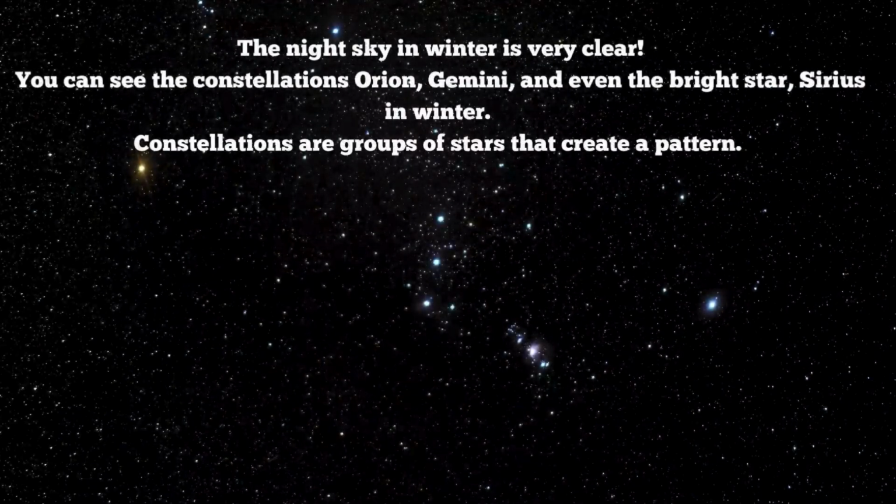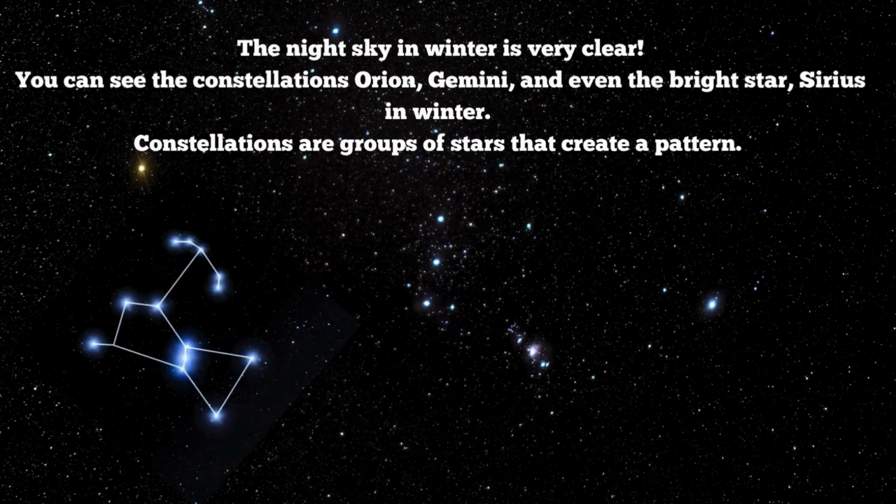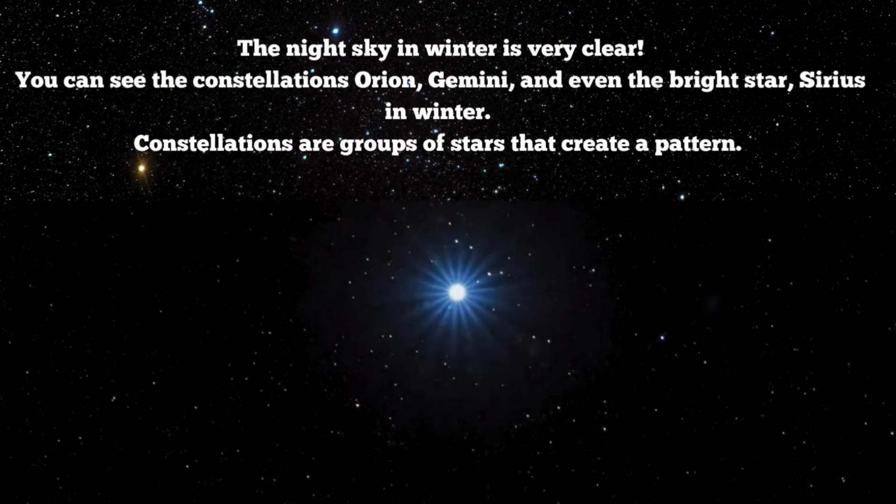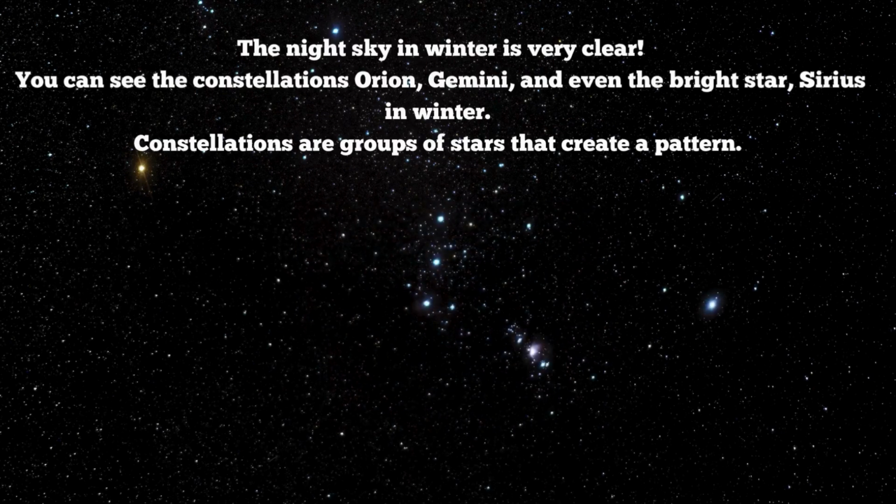The night sky in winter is very clear. You can see the constellations Orion, Gemini, and even the bright star Sirius in winter. Constellations are groups of stars that create a pattern.